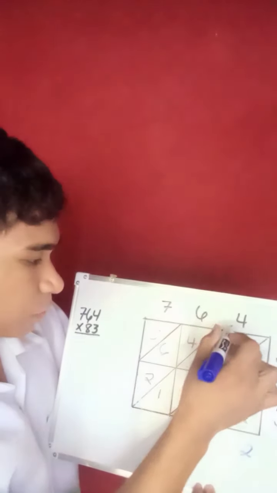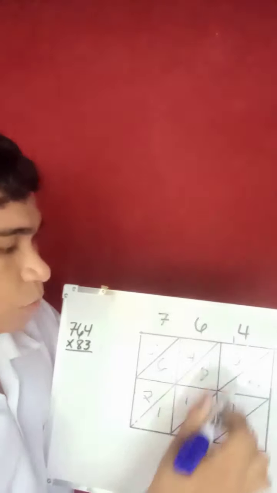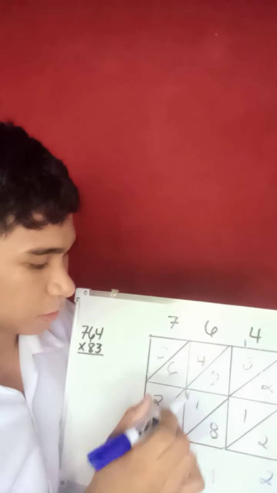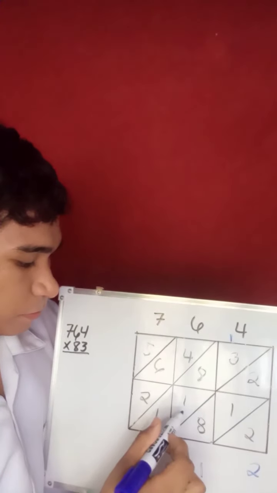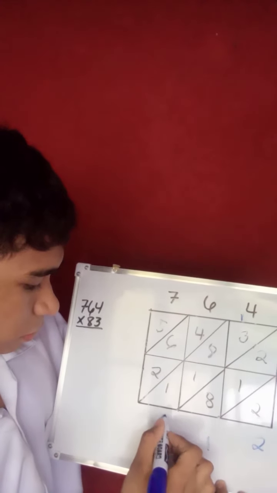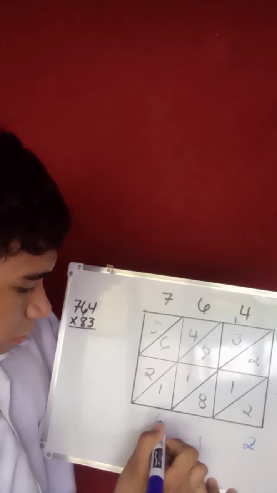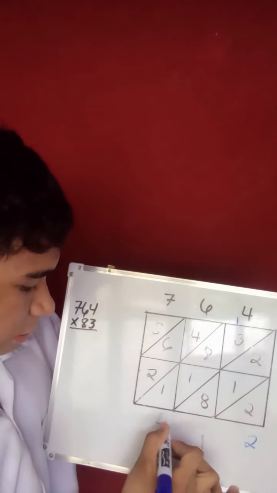And then, write 1 here above the 3. Now, 1 plus 3 is equal to 4. 4 plus 8 is equal to 12. 12 plus 1 plus 1 is equal to 14. Bring down 4 here. You can write the number 4 here at the bottom.